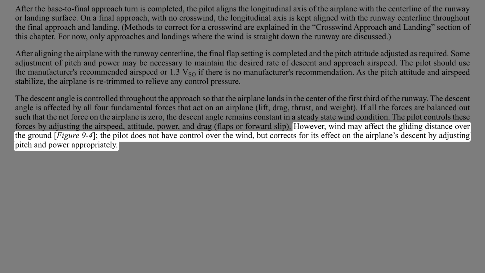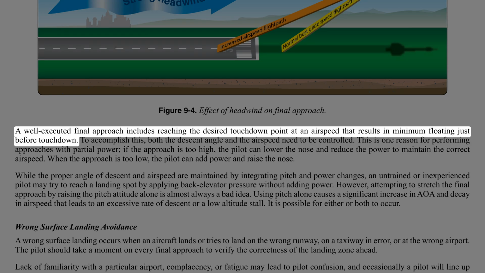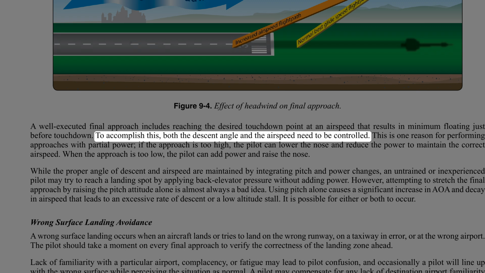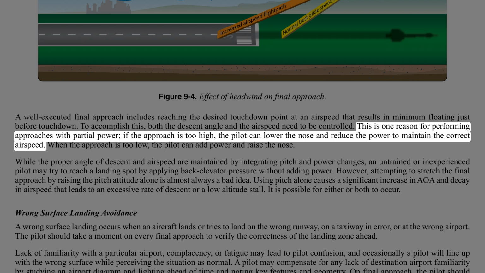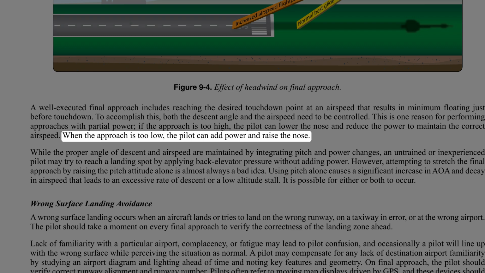The pilot does not have control over the wind, but corrects for its effect on the airplane's descent by adjusting pitch and power appropriately. A well-executed final approach includes reaching the desired touchdown point at an airspeed that results in minimum floating just before touchdown. To accomplish this, both the descent angle and the airspeed need to be controlled. This is one reason for performing approaches with partial power. If the approach is too high, the pilot can lower the nose and reduce the power to maintain the correct airspeed. When the approach is too low, the pilot can add power and raise the nose.